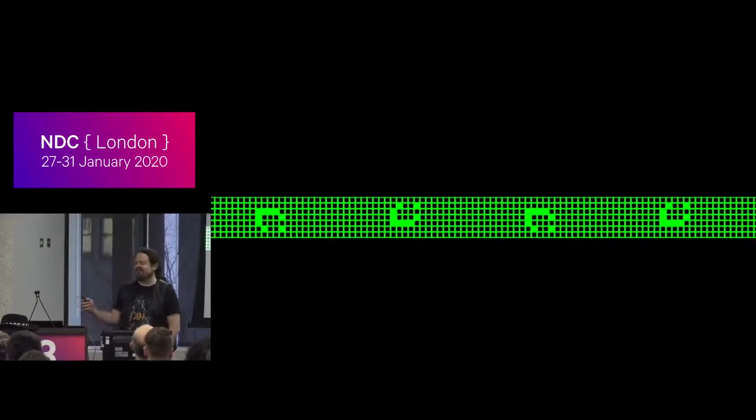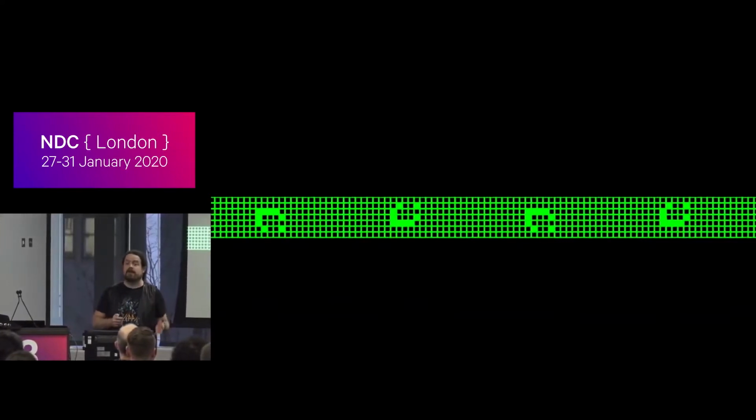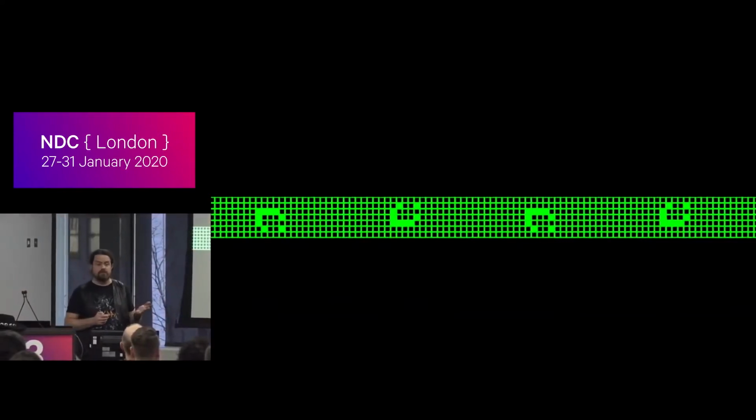Now, Conway's game of life is just one of a whole category of systems that exhibit very, very complex behavior based on what look like very, very simple rules, simple inputs.